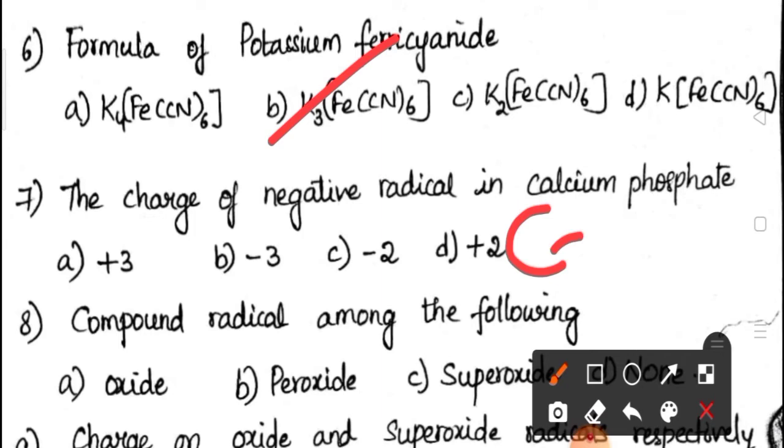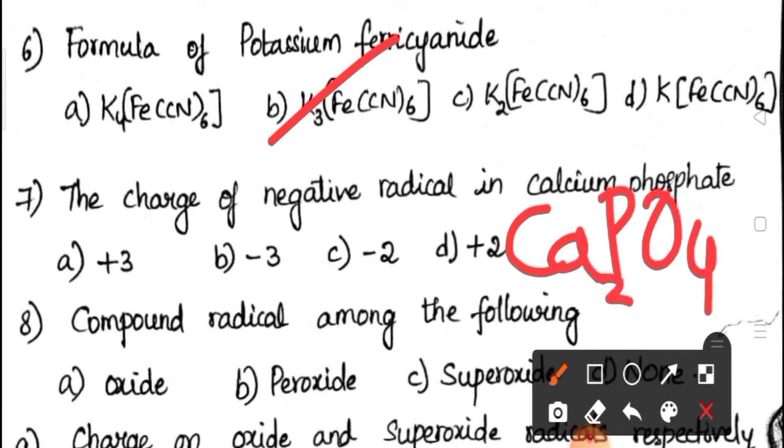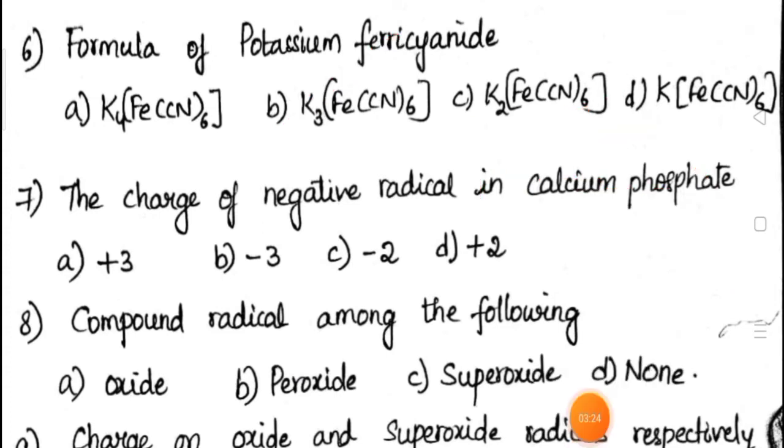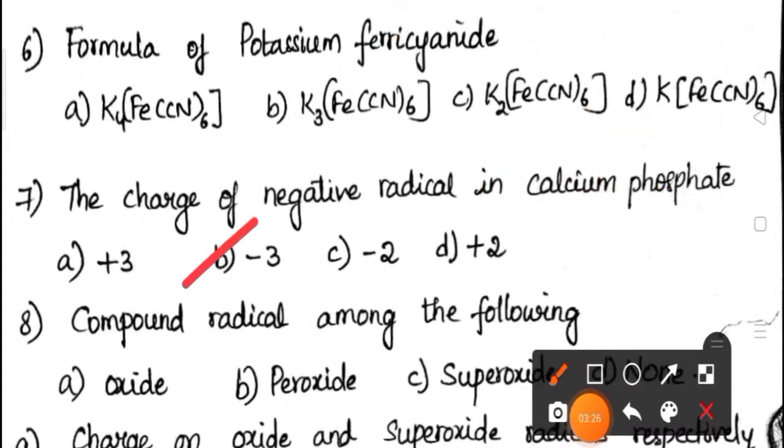Seventh question, the charge of negative radical in calcium phosphate. First of all, you have to write what is calcium phosphate. Ca3PO4 taken twice. Okay, what is the radical here? Phosphate. What is the charge on this? PO4 minus 3. So what is the answer for this question? Minus 3.